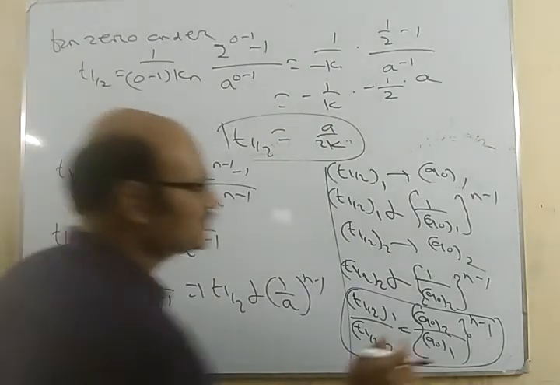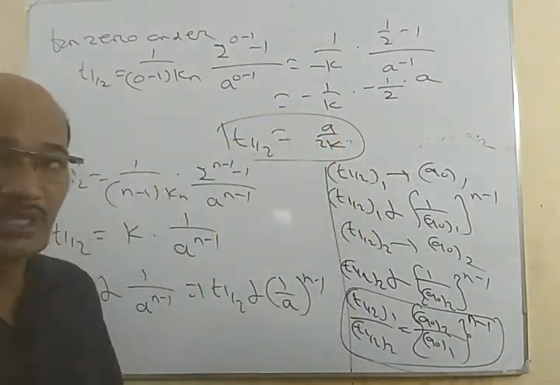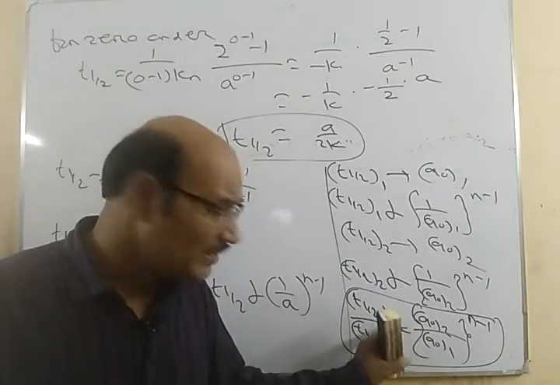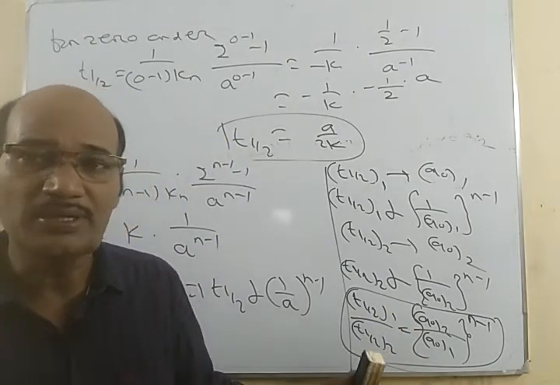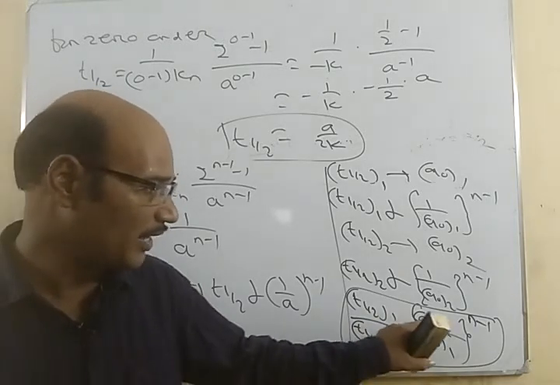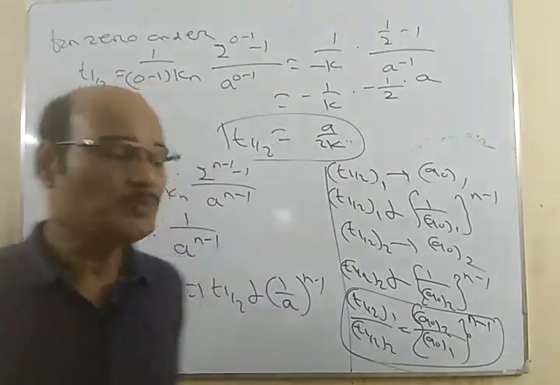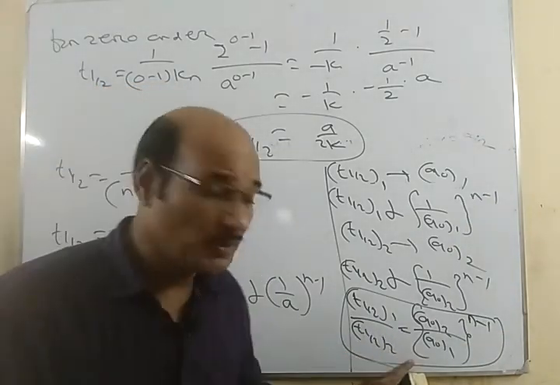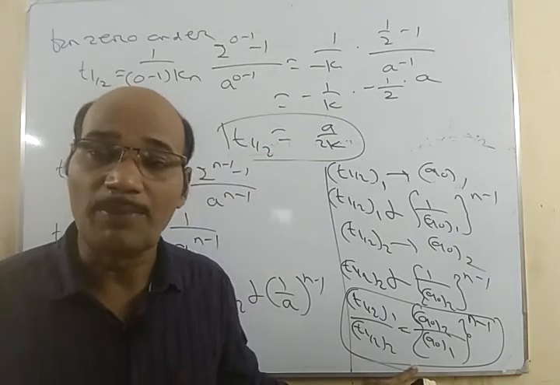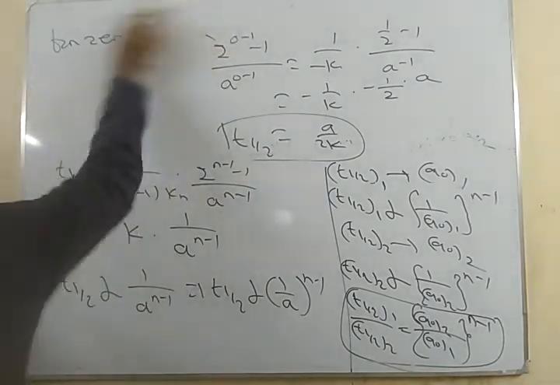So for a reaction of a particular order, if I take different initial concentrations, then T half 1 by T half 2 is equal to a0 2 by a0 1 to the power of n minus 1. So this is the formula, and by using this formula we can determine the order of a particular reaction.